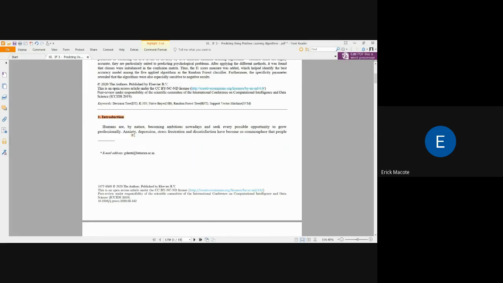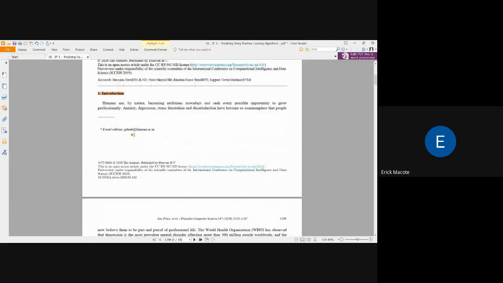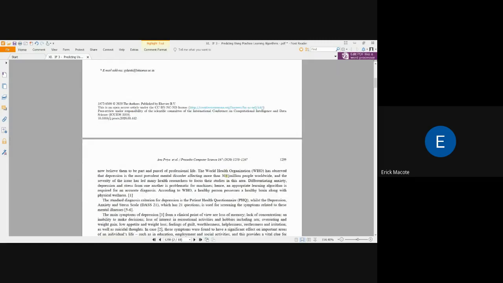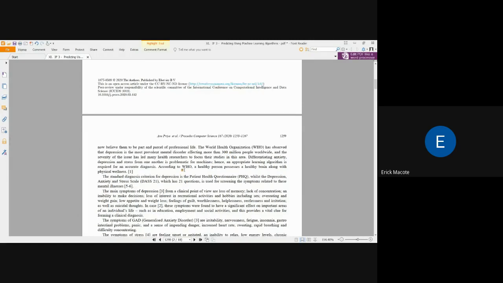In this context, the World Health Organization has observed that depression is the most prevalent mental disorder, affecting more than 300 million people worldwide. That's why many health researchers focus their study in this area.